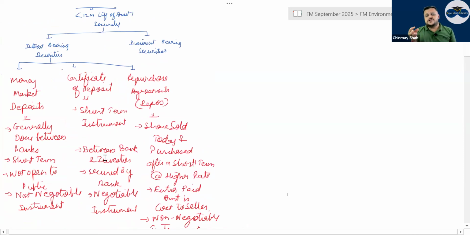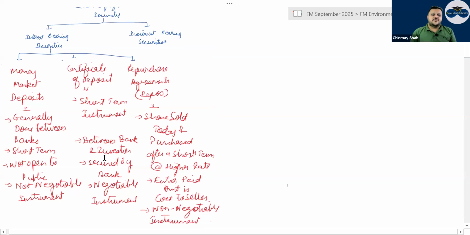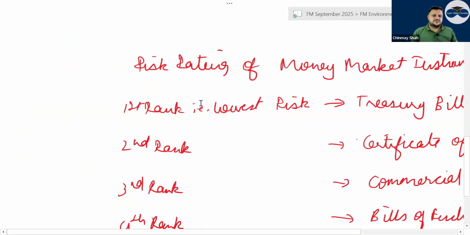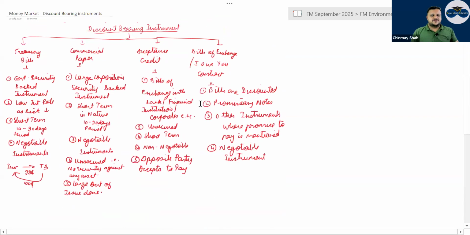Repurchase agreements. You sell something right now to someone, right? Because you need money, and later on you are going to repurchase it. It is a non-negotiable instrument. But when it comes to discount bearing instruments, right? Treasury bills. Treasury bills are generally government backed securities, correct? Which have low interest rates but are very secured, right? And short term, generally 10 to 90 days, and they are negotiable instruments.